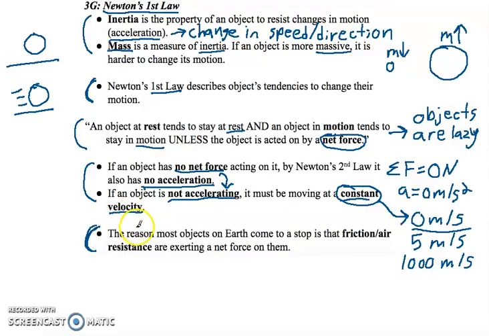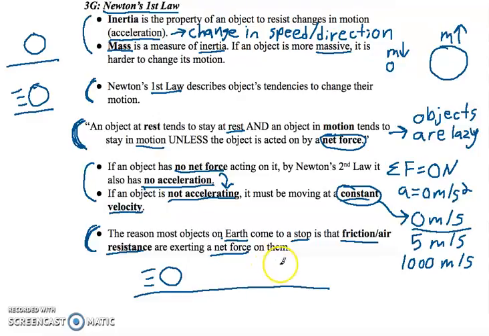So again, you might be thinking, okay, first law, great, seems to make sense. It's actually hard to observe this on Earth. The reason most objects on Earth come to a stop is that friction and air resistance are exerting a net force on them. So Newton's first law says, oh well, if it's moving, it should keep moving. That's right, but on Earth, there's really nothing that's going to keep moving forever. Eventually, if something's moving, give it enough time, it's going to come to a stop.